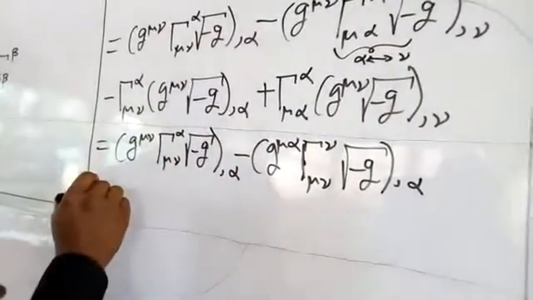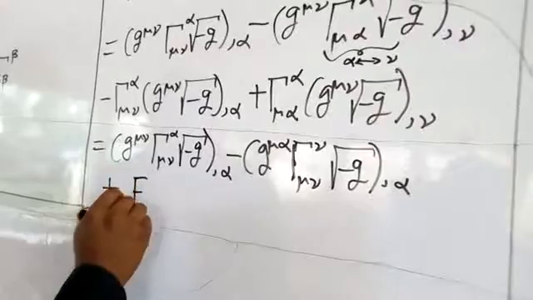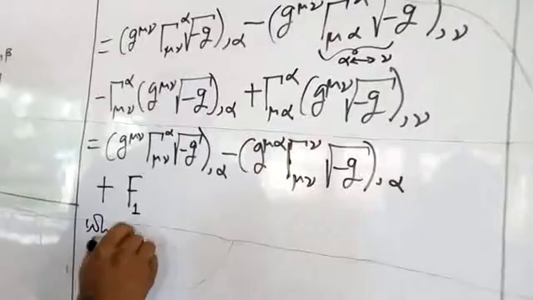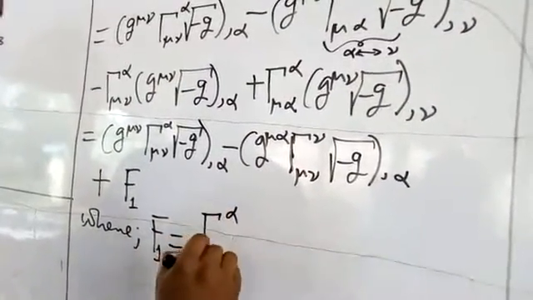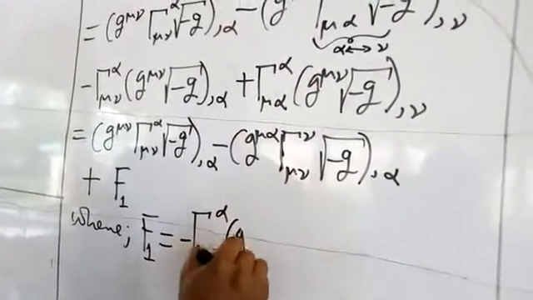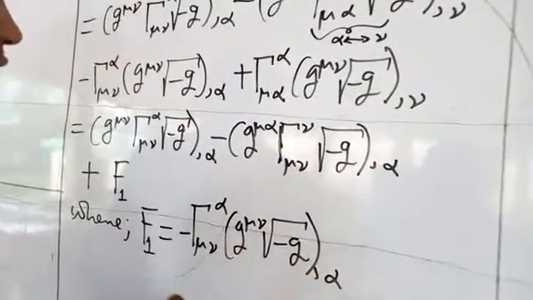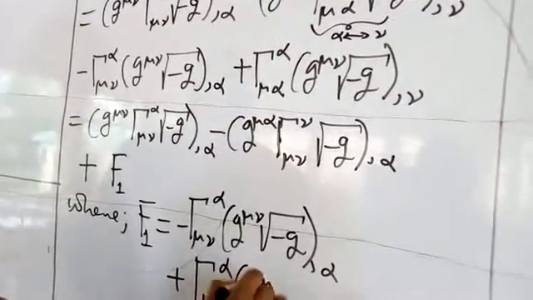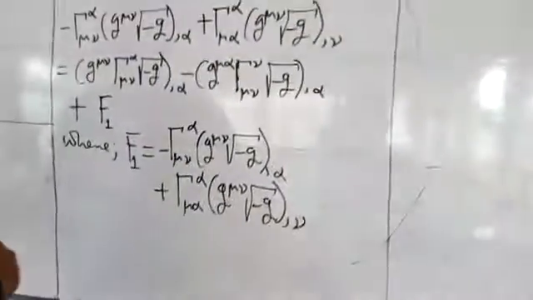So let's say that this is all plus some g. Okay, now I'm not going to use the g because it will cause me some confusion. So let me call it f sub 1, f subscript 1. In other words, where f subscript 1 is equal to minus of Γ^α_{μν} g^{μν} square root of minus g, comma alpha, plus Γ^ν_{μα} g^{μν} square root of minus g, comma nu. So that is what I'm calling f1.